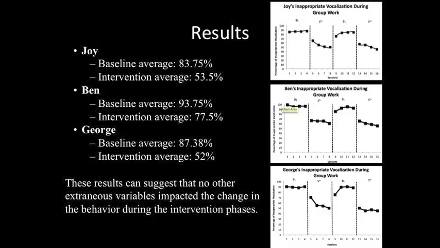The following results go over each student's individual results from the target intervention. Joy's baseline average was about 83.75%. Her intervention average of inappropriate vocalizations decreased to 53%. Ben's baseline average, he's the middle graph, started at 93% during baseline. During the intervention phase, the average number of vocalizations decreased to 77%. George, our bottom graph, during baseline, averaged 87% of inappropriate vocalizations during intervals. During the intervention phase, George's average was 52%. These results suggest that there are no other extraneous variables impacting the change in the behavior during the intervention phases.